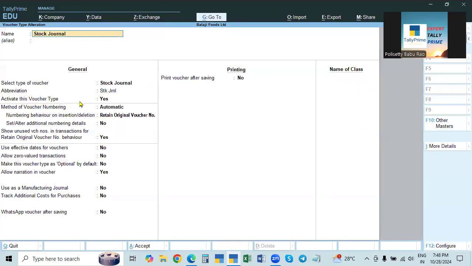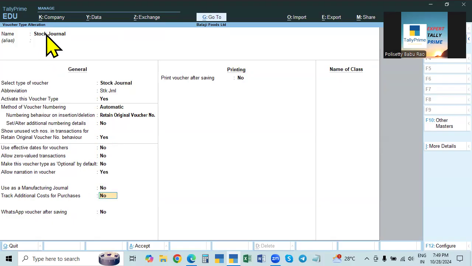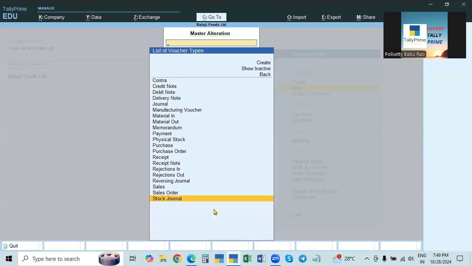For this purpose, come down here. This is not manufacturing. For manufacturing we made it yes, but here it is not manufacturing. It is only stock transfer. For that, you have to incur additional cost, so make additional cost yes. Yes, accept.